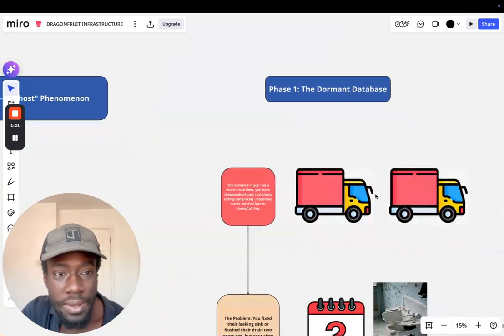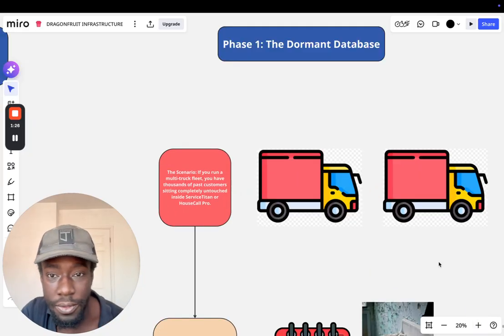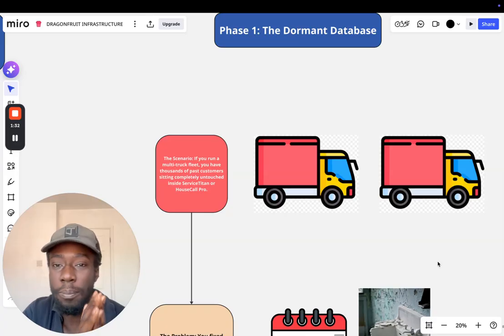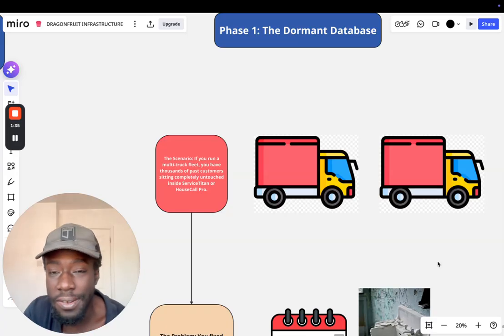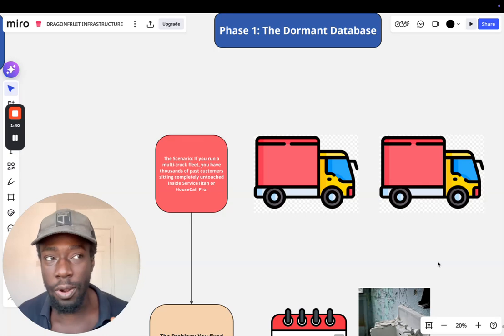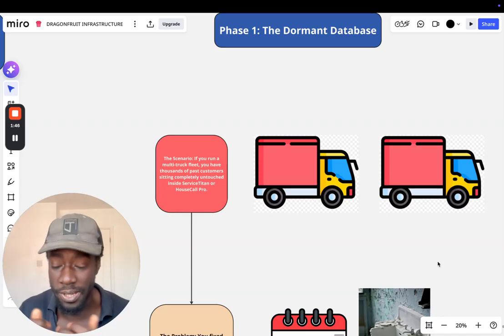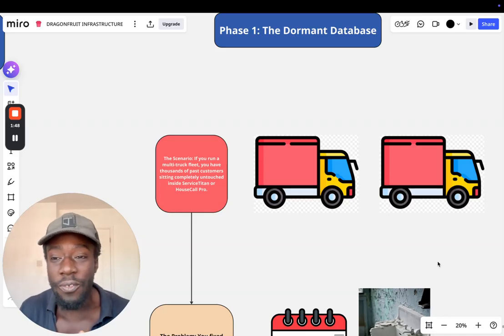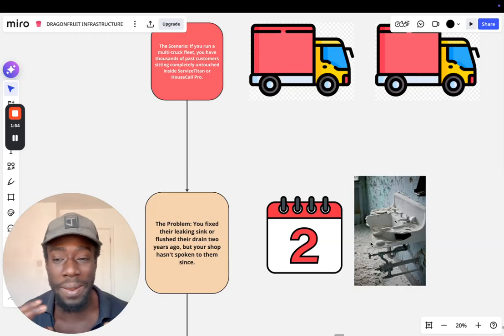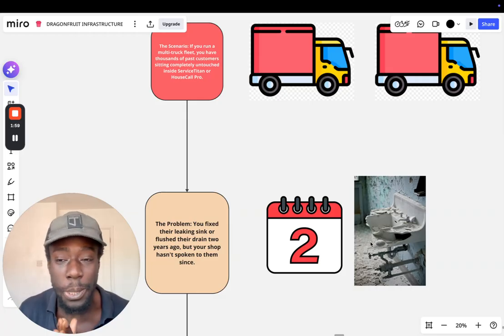So to get straight into it, phase one, the dormant database. If you run a multi-truck fleet, you have thousands of past customers sitting completely untouched inside ServiceTitan or HouseCall Pro. This is what we see with a lot of these plumbing businesses. They have a lot of customers who are just sitting there waiting for you to offer them something, because you've done a job for them in the past and they probably had a good experience with you. So it's just a case of contacting them again.